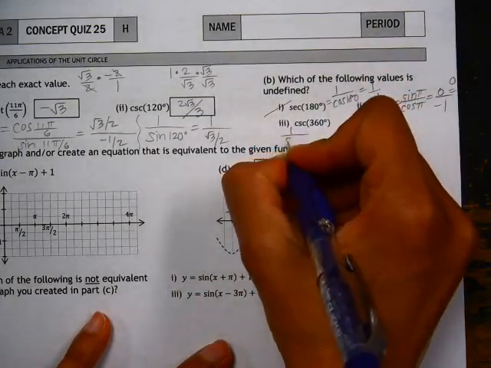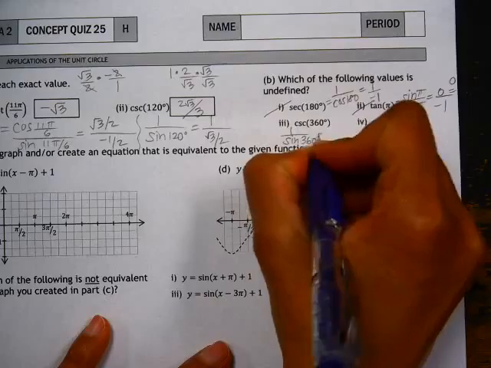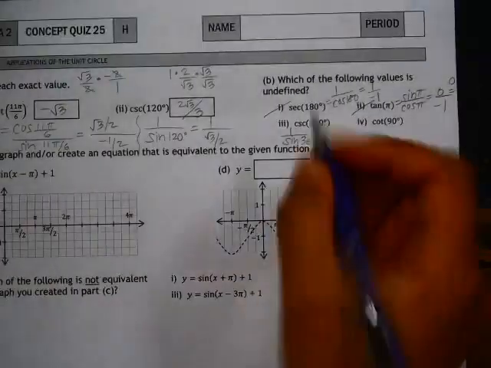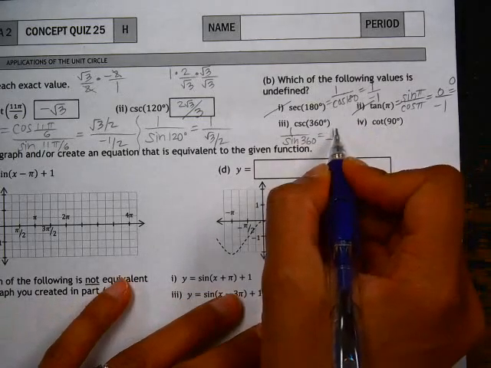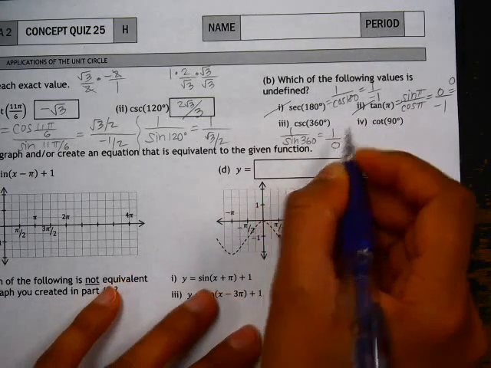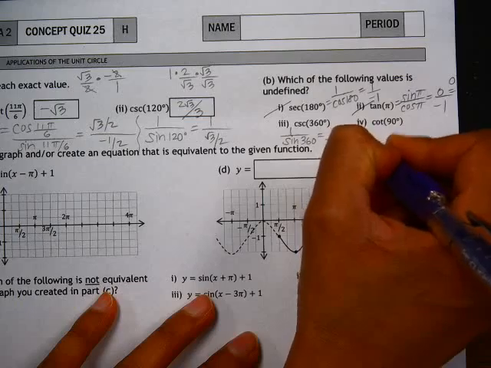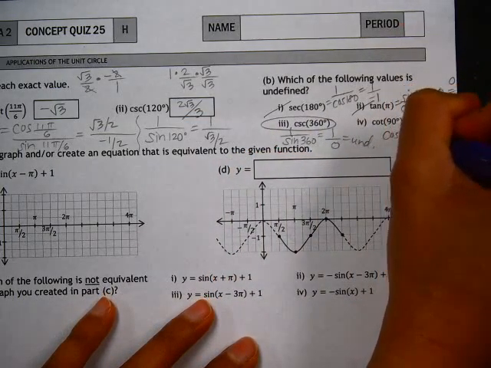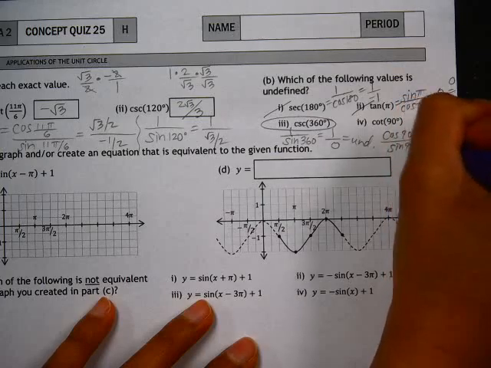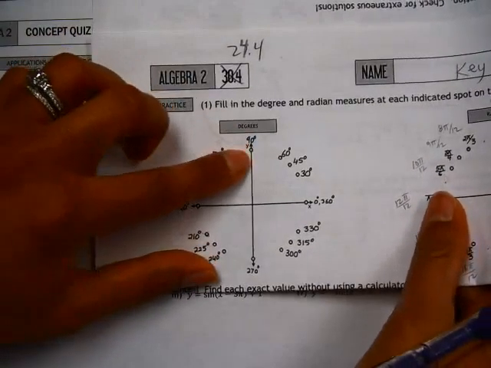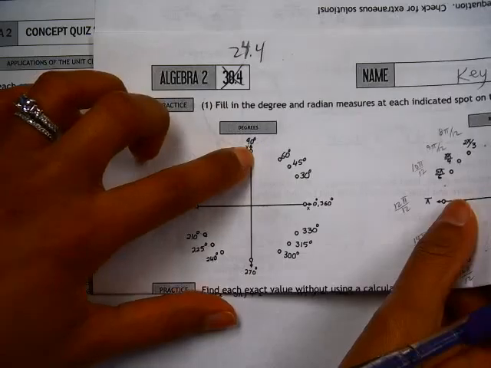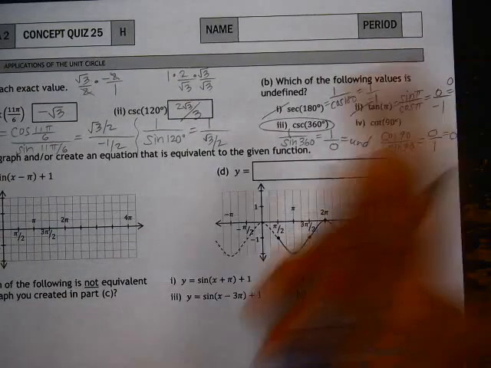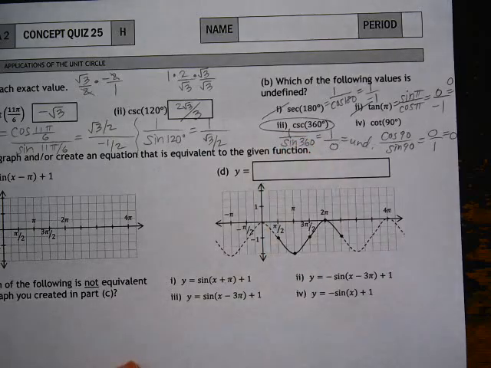Cosecant is 1 over sine of 360 degrees. At 360 degrees, sine is equal to 0. So 1 over 0. If the 0 is in the denominator, this is undefined. So this is an answer. Let's check the last one. Cotangent is cosine divided by sine. Cosine of 90 degrees is 0. Sine of 90 degrees is 1. So that is equal to 0. So only number 3 is undefined.